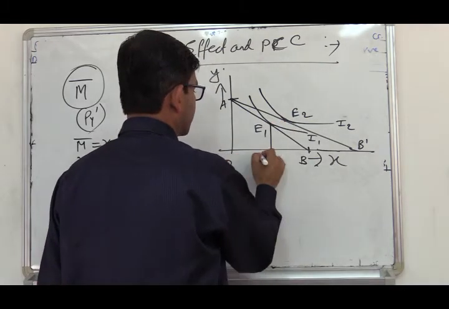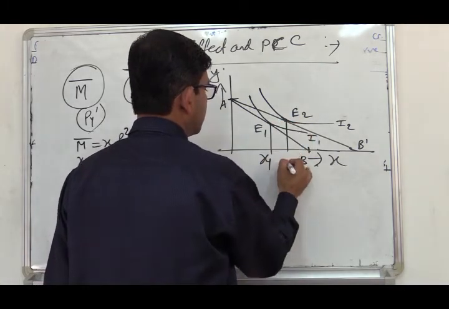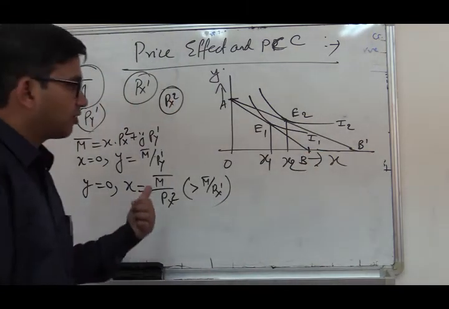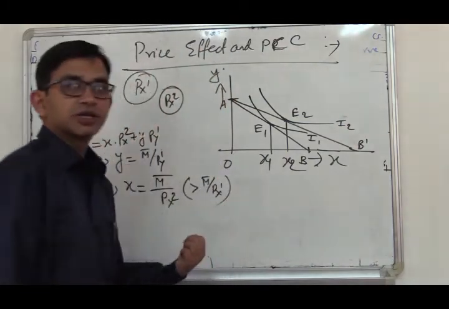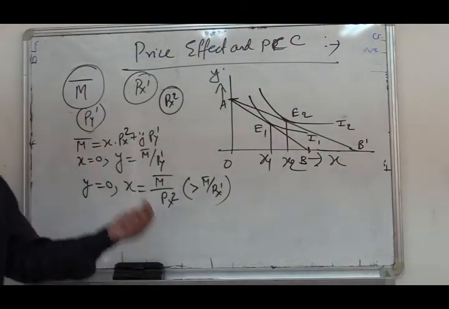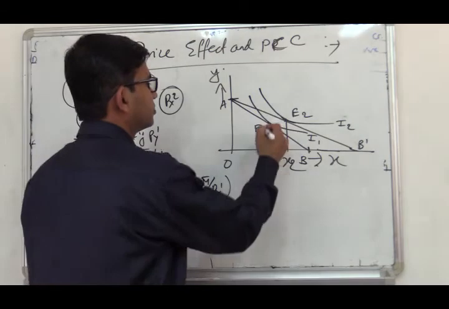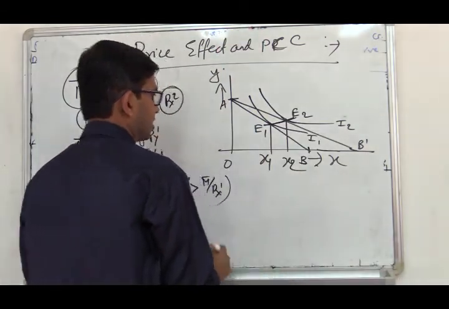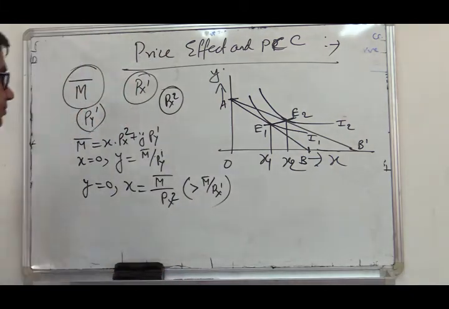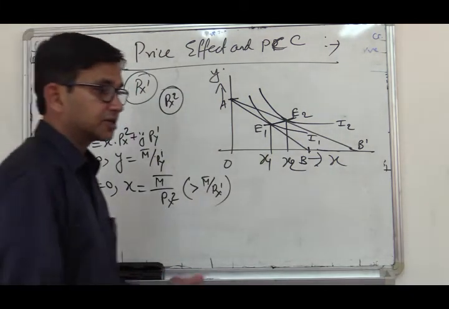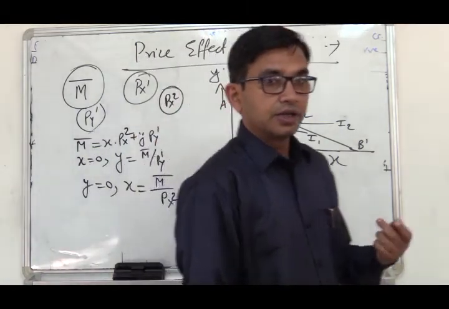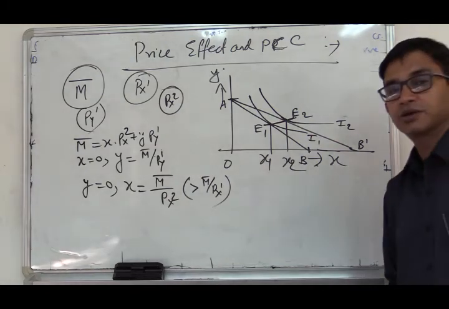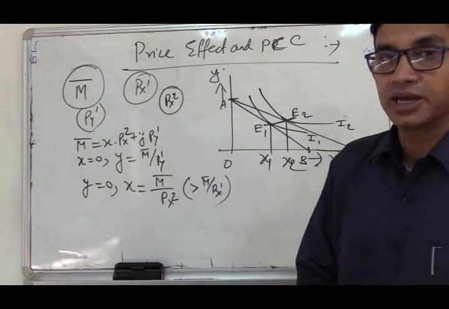So consumption of X rises from OX1 to OX2. Other things remaining constant, if the price of X falls, the consumption of X rises. So this is following the law of demand. If we join these two points, we get the price consumption curve of commodity X. The price consumption curve is the locus of the consumer's equilibrium whenever there is a change in the price of one commodity with other things remaining unchanged.